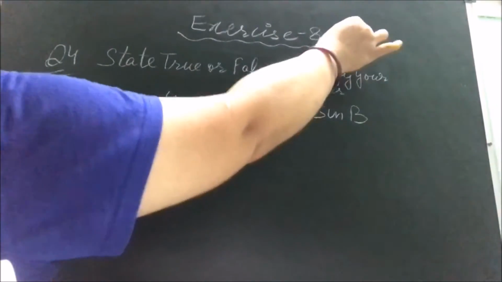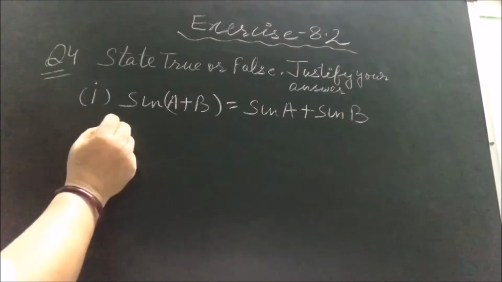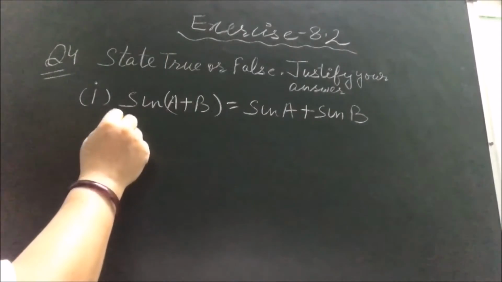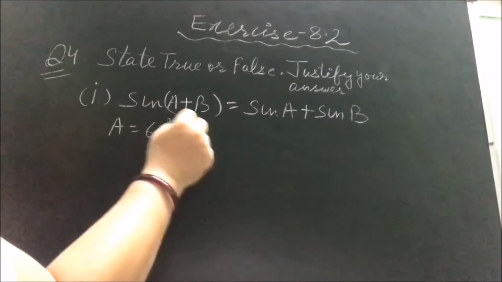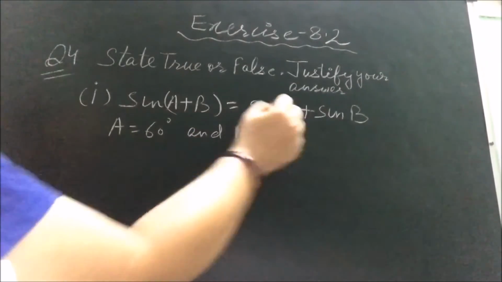Exercise 8.2, question number 4. State true or false, justify your answer. First part is sine of A plus B is equal to sine A plus sine B. Right? You have to prove that is it true or false. So let's take an example. If we take A equal to 60 degree and B equal to 30 degree, right?